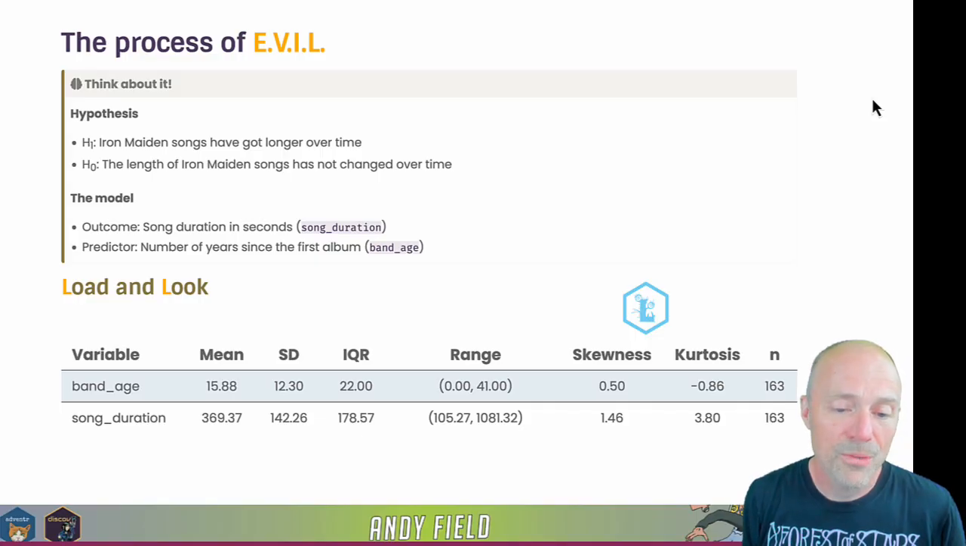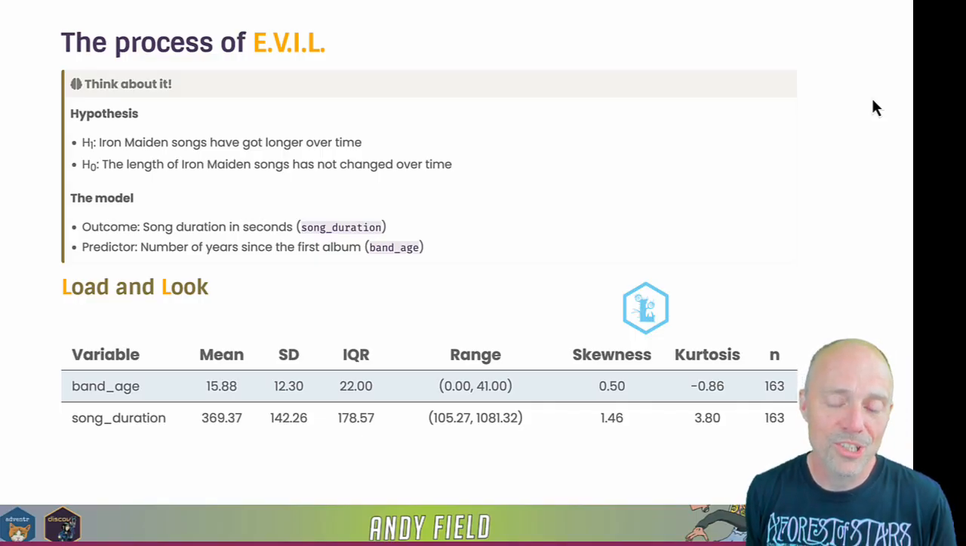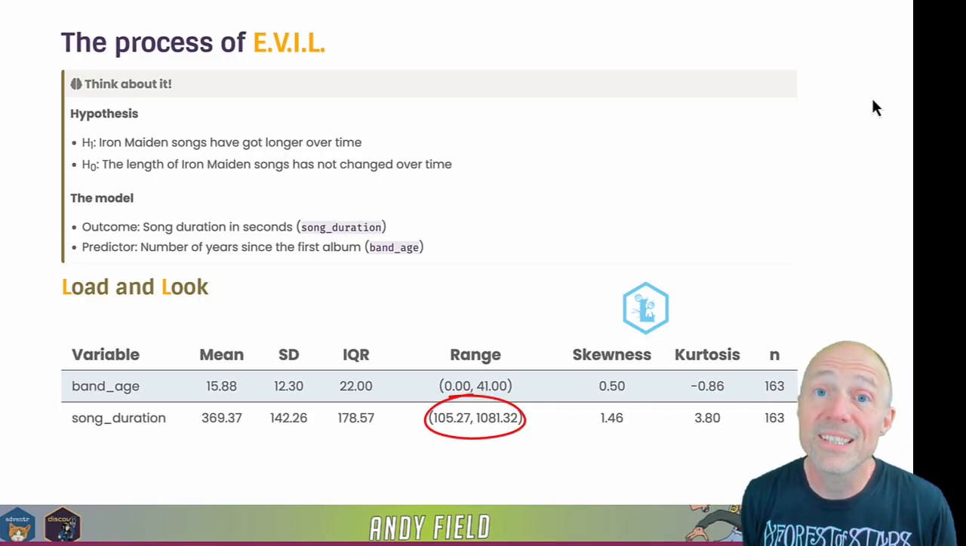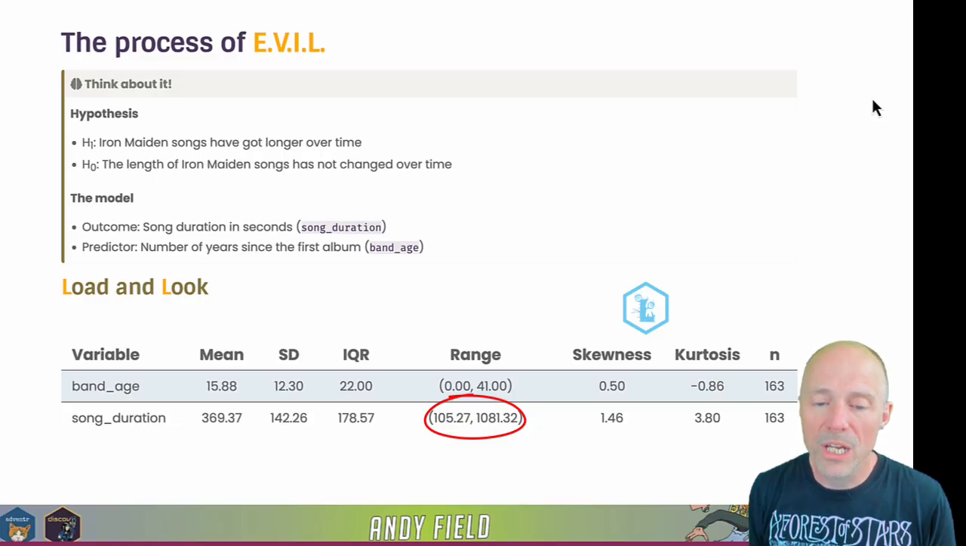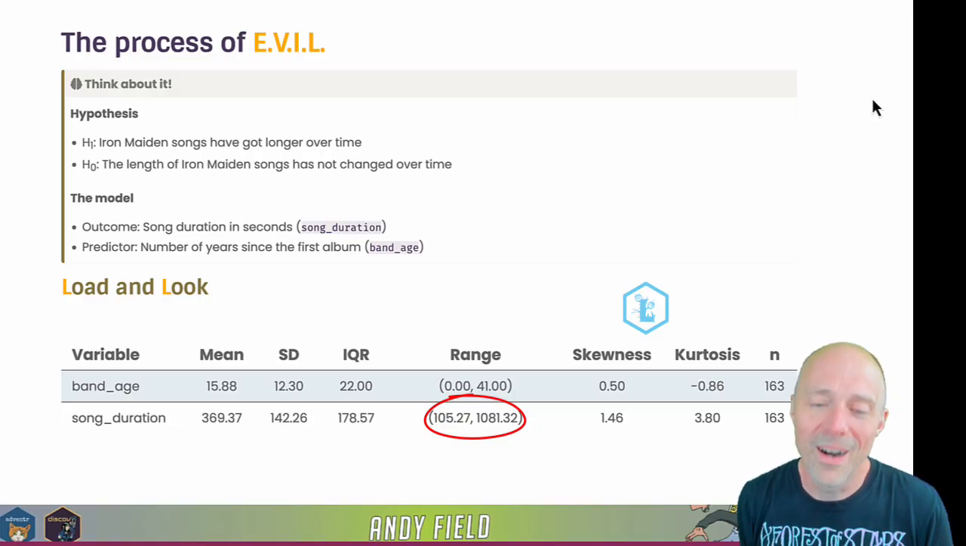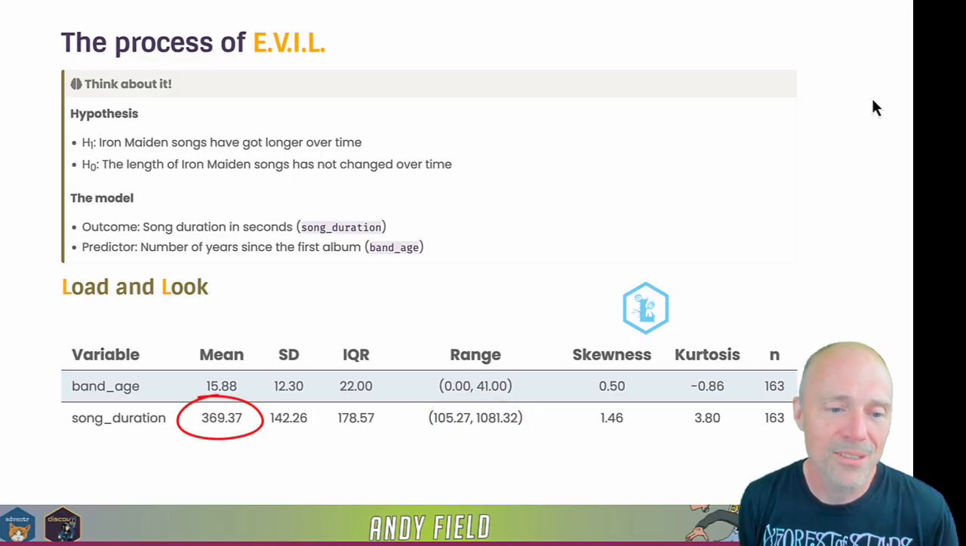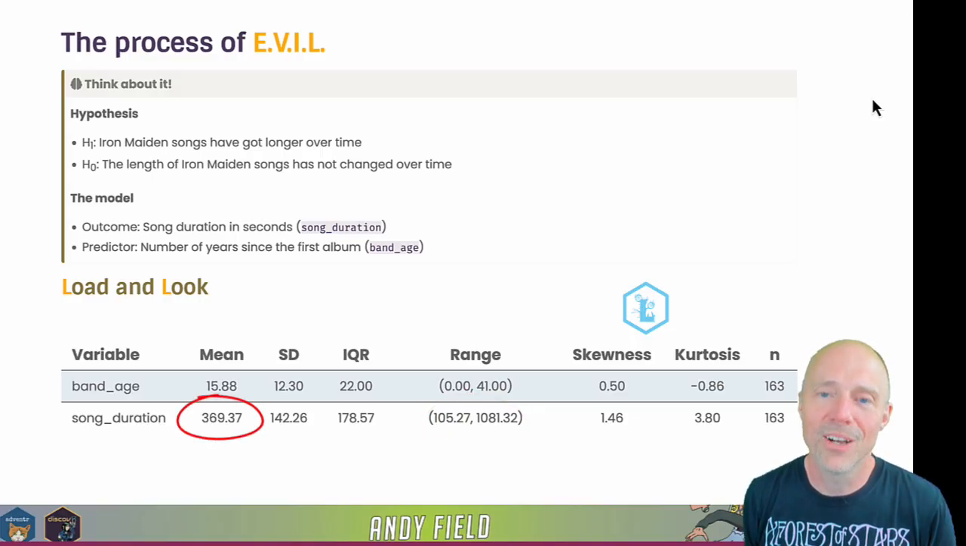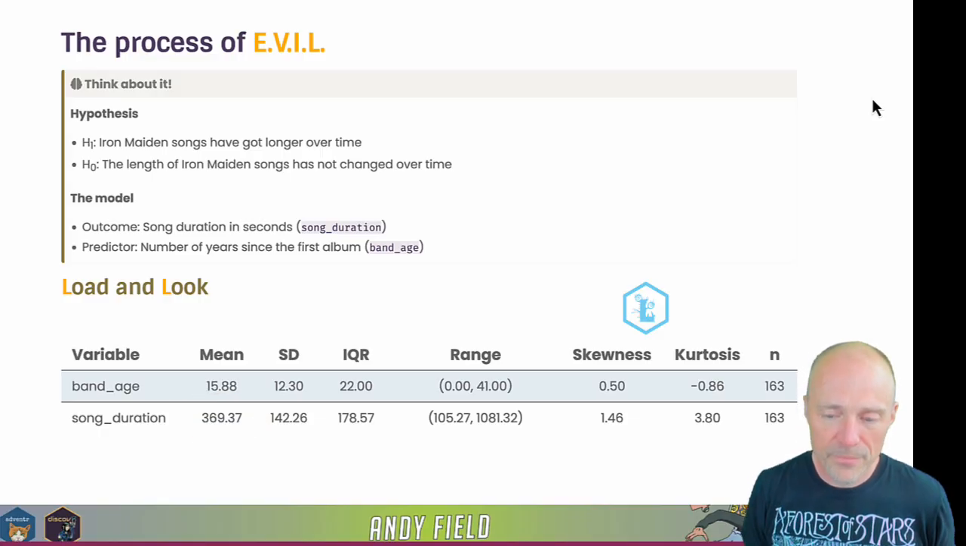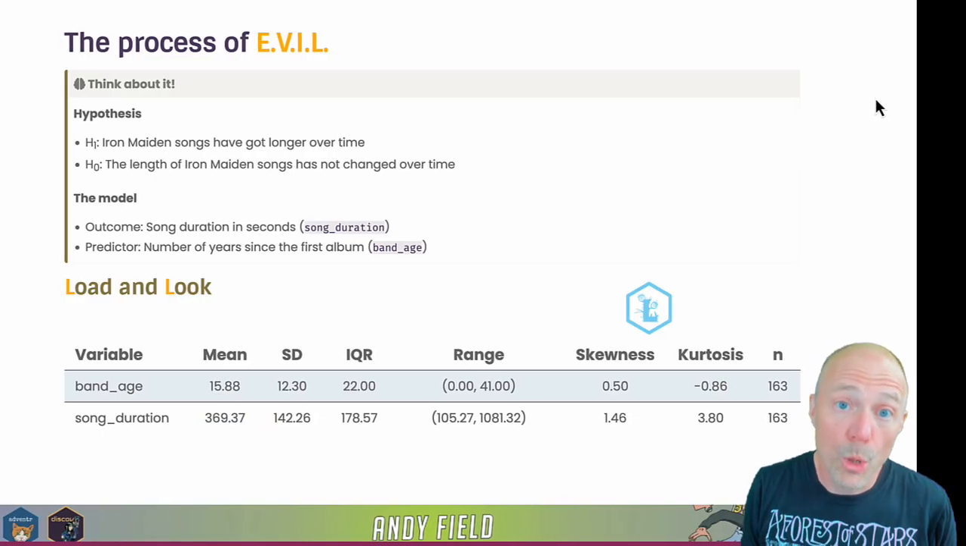And for song duration, we can see the range of the song durations, in seconds by the way. About 105 seconds is the shortest song, and a whopping 1081 is the longest song. And on average, an Iron Maiden song is 369 seconds long. So that's our load and look.